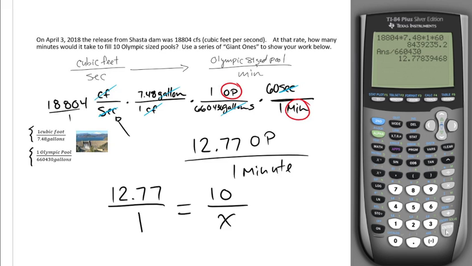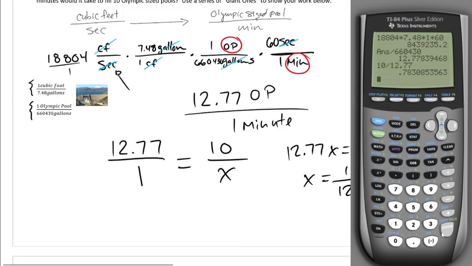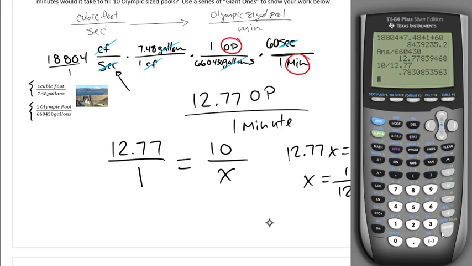That's cool. So it's a proportion. 12.77 per minute is the same thing as 10 per how many minutes. So this is a proportion, so my cross products are equal. So I can say 12.77x is the number 10. Therefore, x is 10 divided by 12.77. 10 divided by 12.77 is 0.78 of a minute. It's not even a minute, is it?